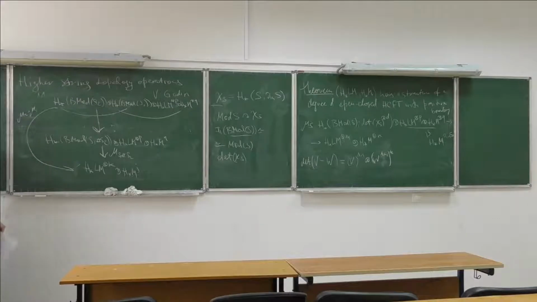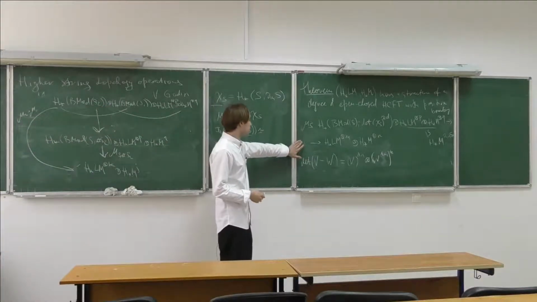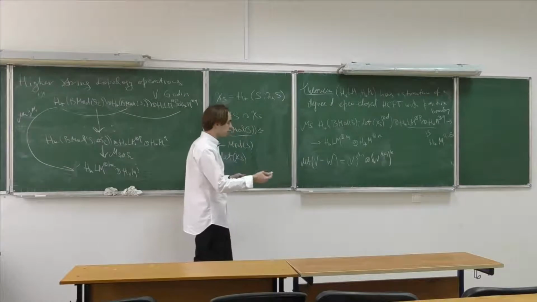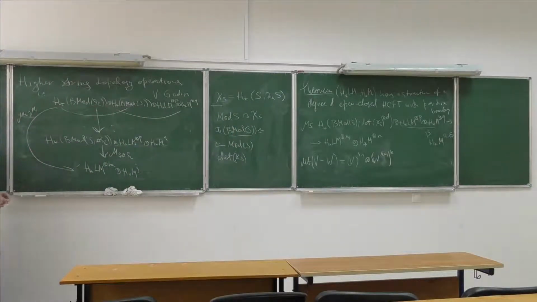Okay, so I believe that if you think of a homological conformal field theory as a functor, then this part of the theorem states how it acts on objects, and this part of the theorem is just functoriality. Okay.